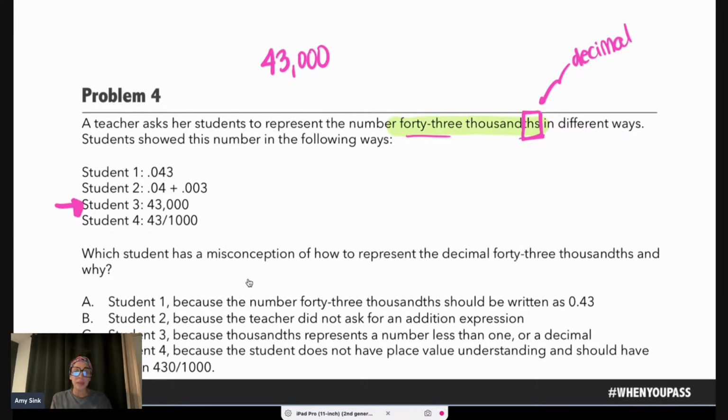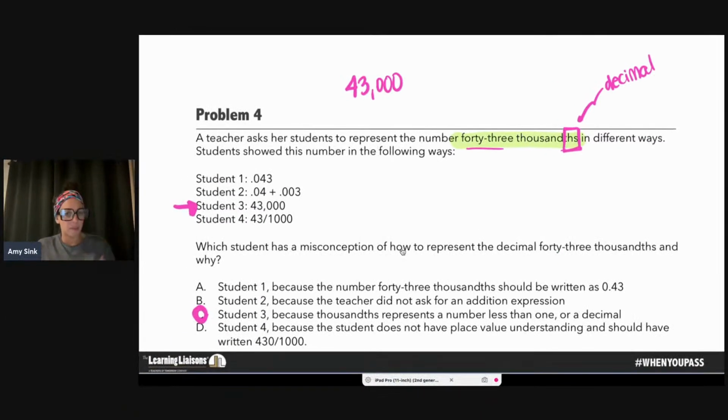Now, it could be careless or it could be a true misconception. We're not sure because the student is not in front of us. But it absolutely is student number 3 because thousandths represents a number less than 1 or a decimal. Now let's look at some of the other reasoning and just talk about it for a minute.